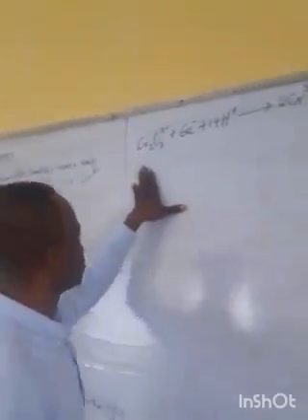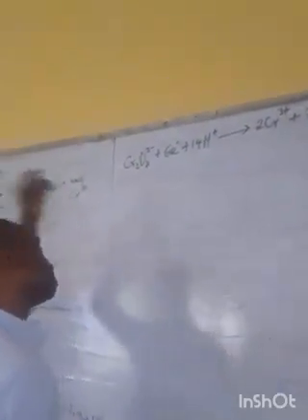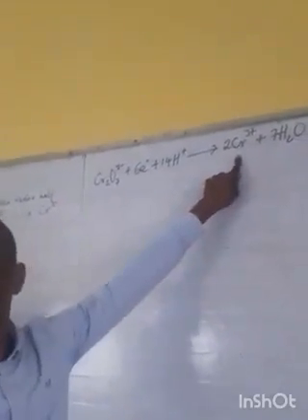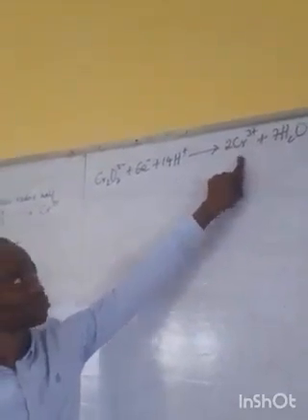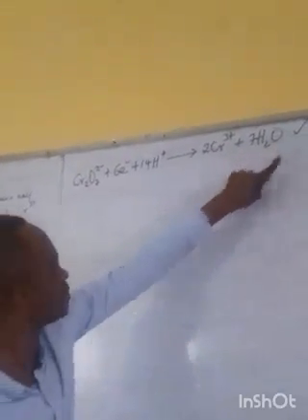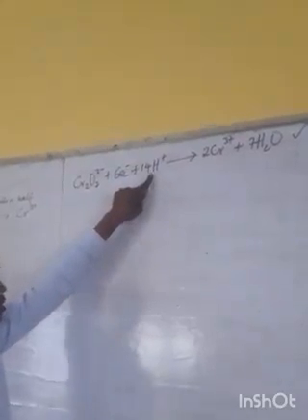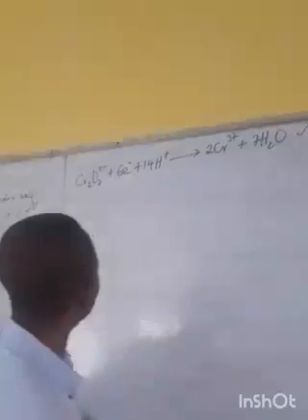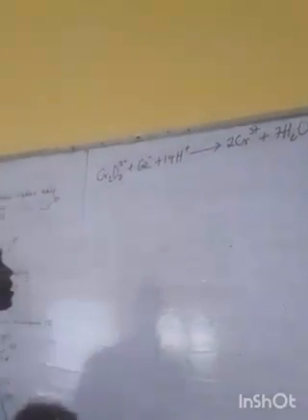Finally, to be sure that the equation is balanced, we check the atoms again. Chromium is 2 here. How many here? 2. Oxygen is 7 here. How many here? 7. Hydrogen is 14 here. How many here? 14, 7 times 2. And we check the charges.